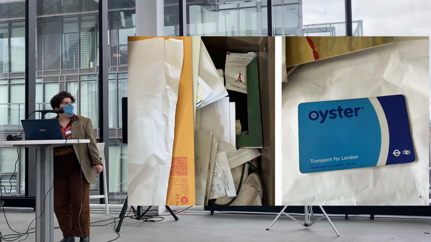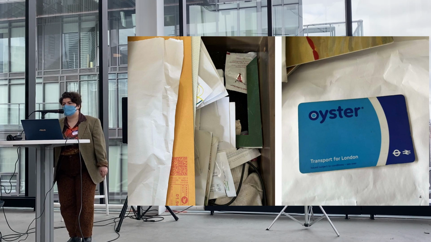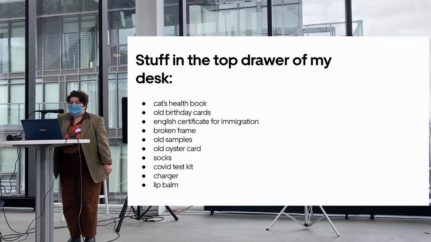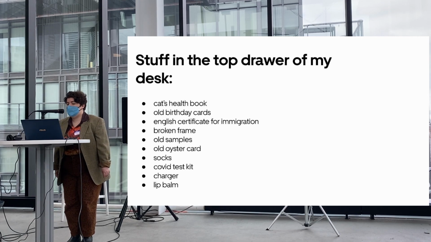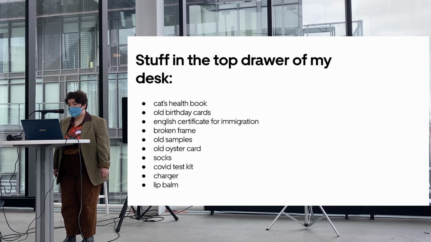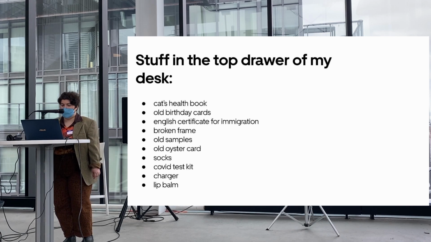But I wanted to test this out, so I took a look at my own junk drawer. If I'm going to give a talk on it, I better start at home. So this is what I found. There was my cat's health book, there was some old birthday cards, there was an English certificate that I have to use for my PR and immigration, some broken frames, some old samples, an old Oyster card, which is the travel card for a city I no longer live in. There was some socks, clean. There was a COVID test kit, charger, and a lip balm.